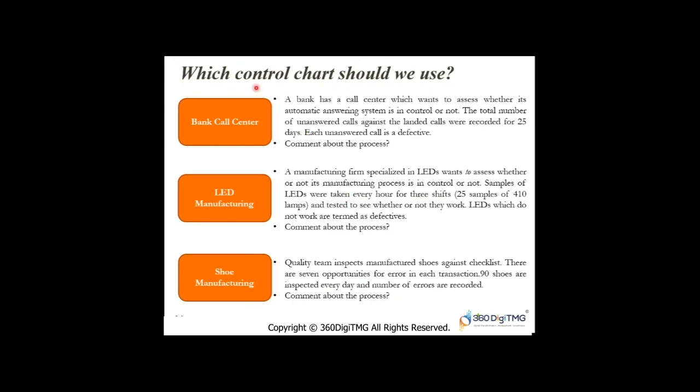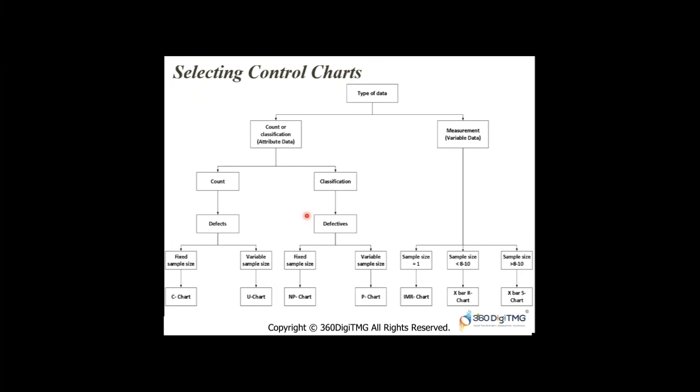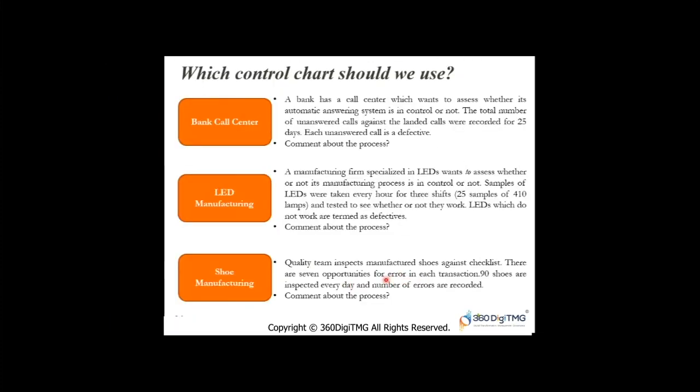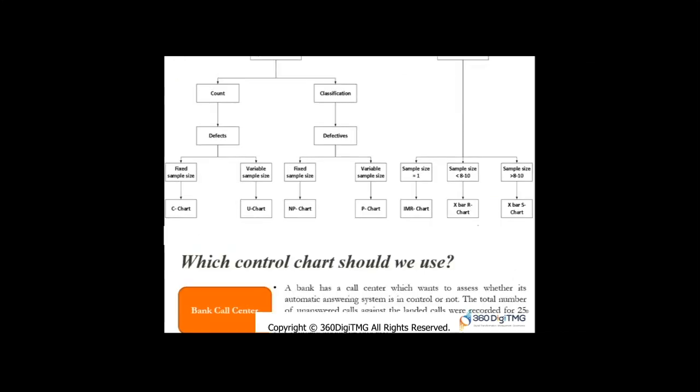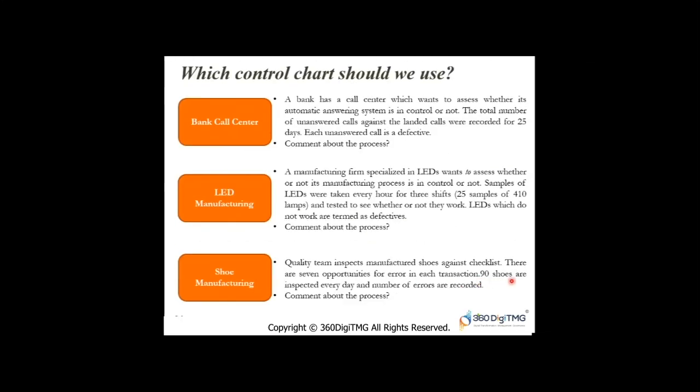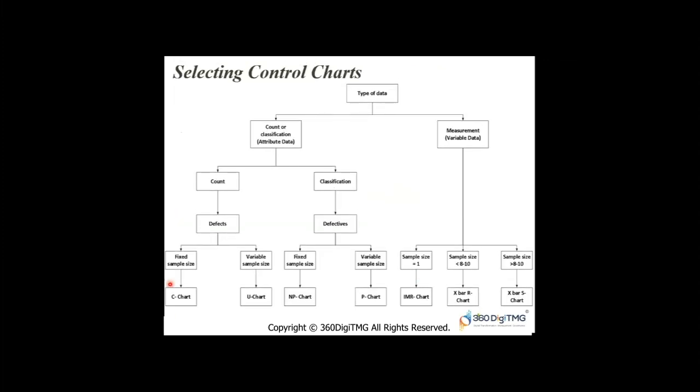First of all, which control chart are we going to use here? Go back here. It's defects, right? Because they're discussing opportunities for error and the number of errors are recorded. So there's no mention of defective here. So we know that they are defects. Is the sample size fixed there? Oh yes. Why? Because you daily pick up 90 shoes. So the sample size is fixed, obviously. If the sample size is fixed, then you go with which chart? C chart. All right, you go with C chart.